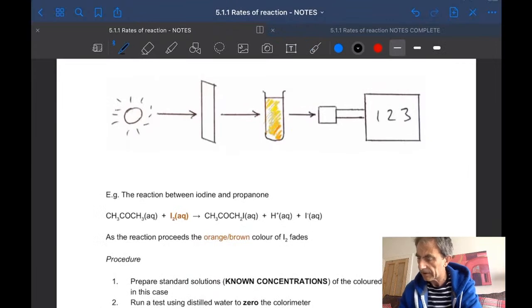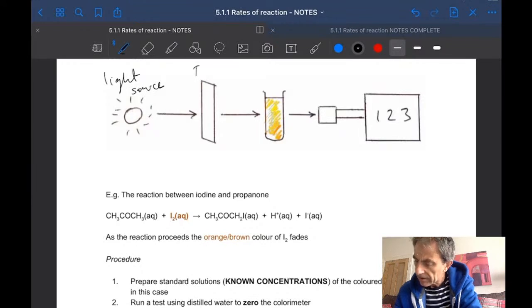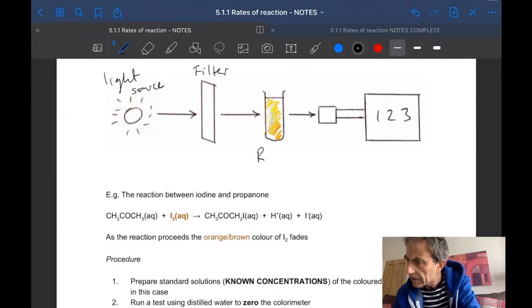So we're going to label this up a little bit. What we've got here is a light source. This is just a very crude diagram drawn by me. Light source. It's basically just a bulb. It passes through a filter. You don't need to know the reasons for the filter, by the way. The reaction is in this test tube here, and I've coloured it in like a yellowy orange colour, because it's going to represent something like iodine. Reaction is there.